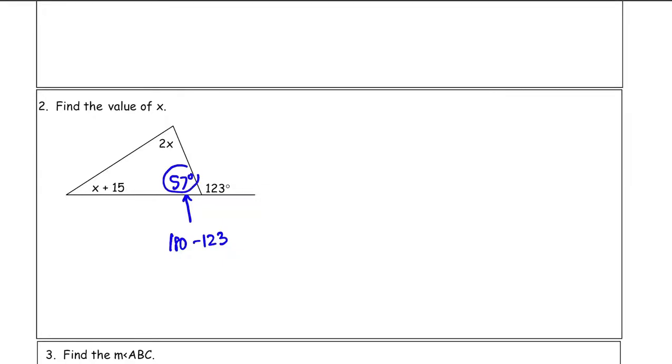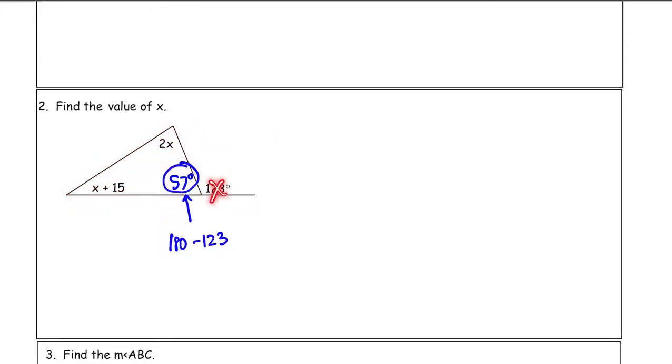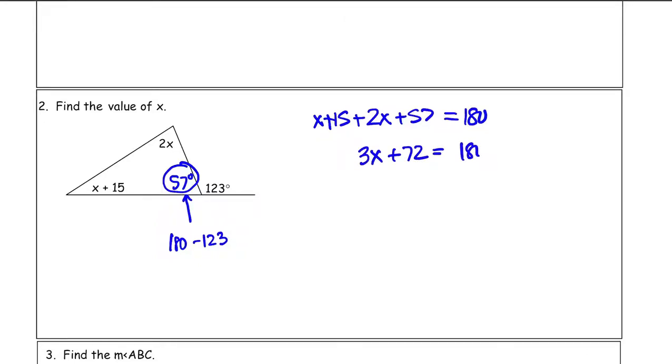So now that I know this angle here is 57, the three angles of this triangle have to add up to 180. So I'm going to create an equation with all three of those and set that equal to 180. So x plus 15 plus 2x plus 57 equals 180. Let's combine like terms. That's going to give me a 3x. Combine those like terms. That's going to give me 72. Again, you should be using your calculator to do this. So 3x plus 72 equals 180.